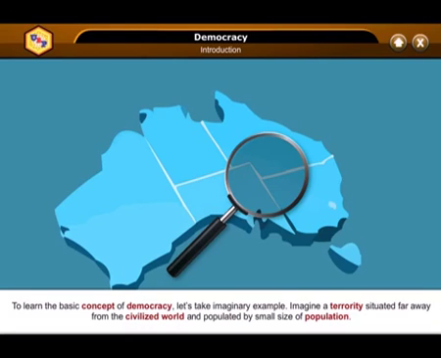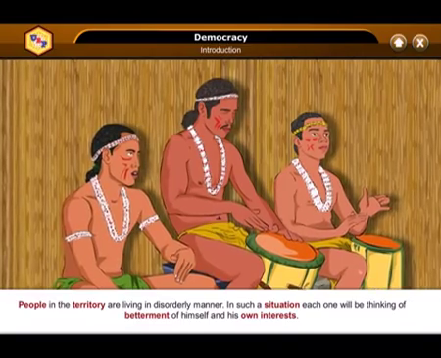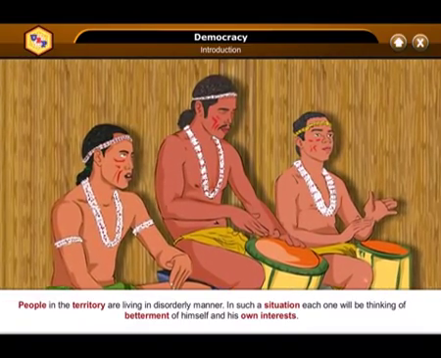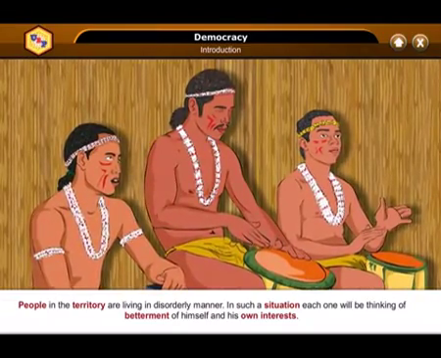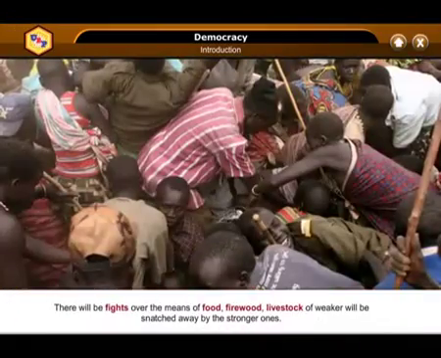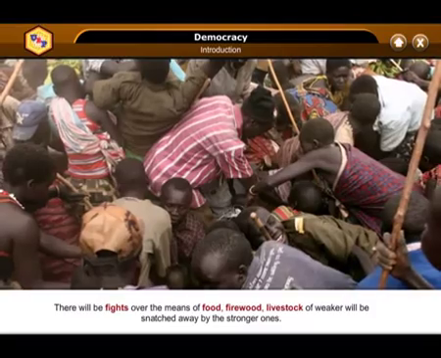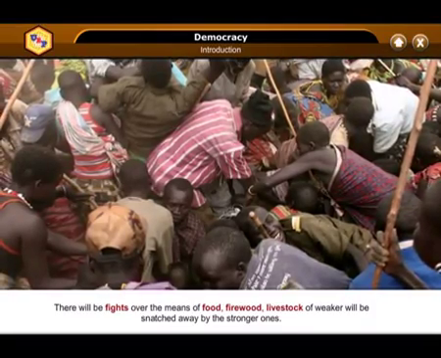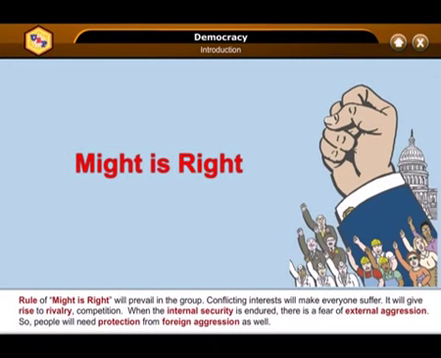Imagine a territory situated far away from the civilized world and populated by a small population. People in the territory are living in a disorderly manner. In such a situation, each one will be thinking of the betterment of himself and his own interests. There will be fights over means of food and firewood. Livestock of the weaker will be snatched away by the stronger ones. Rules of might and right will prevail in the group.